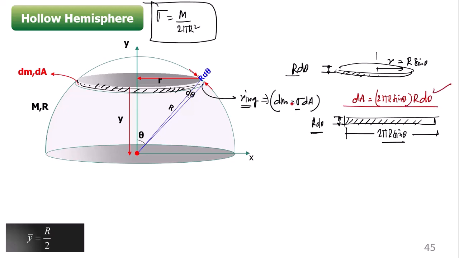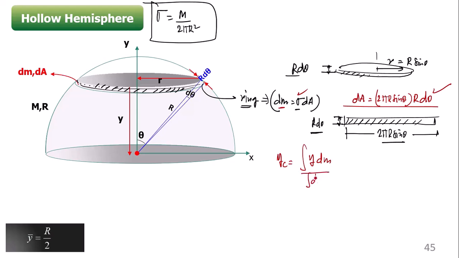So I know the value of dA, and I know the value of sigma. Put it over here, that is the value of dm. Now again, this is a geometry which is symmetric about the y-axis, so again I have to calculate only the y coordinate of the center of mass. The y coordinate of the center of mass is equal to the integration of y dm.